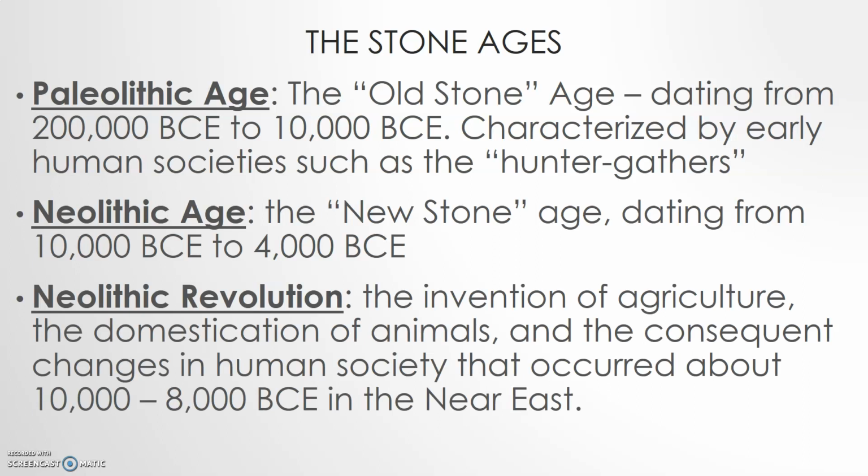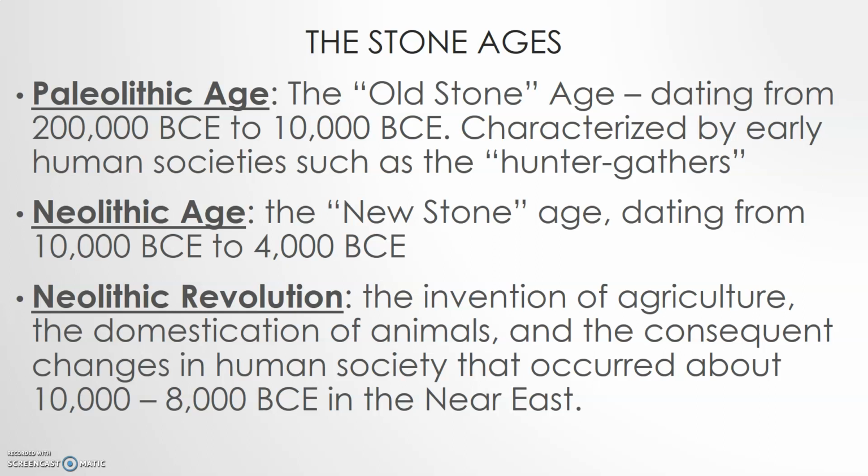Why? Neolithic Revolution. One of the required videos has this as the agricultural revolution. Textbook definition: Neolithic Revolution, the invention of agriculture, domestication of animals, and the consequent changes in human society that occurred starting around 10,000 to 8,000 BCE in the Near East. Near East, we're talking about, goes as far north as Anatolia, which is modern-day Turkey, but this is the Middle East. Near East is really the Middle East. That's what we're talking about here. Think Iraq, think Syria, Lebanon, those areas around there is where you're going to have the Neolithic Revolution, right?